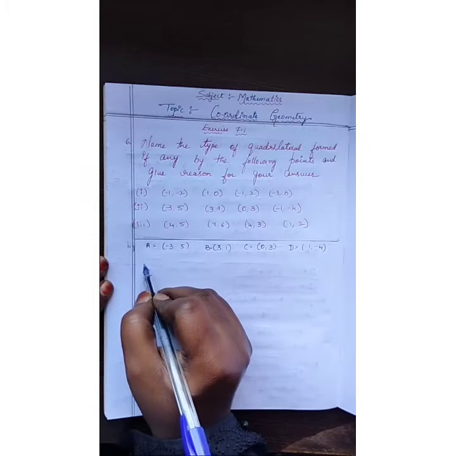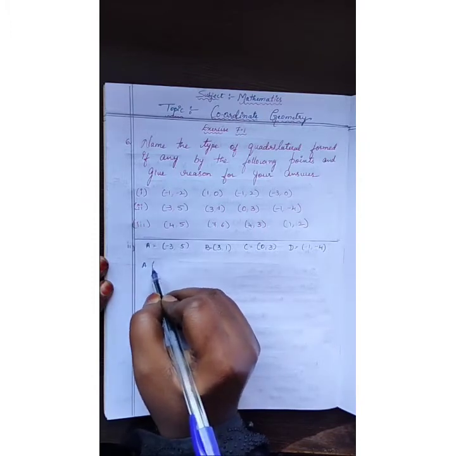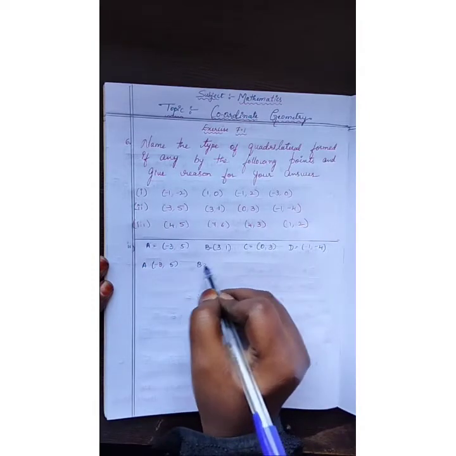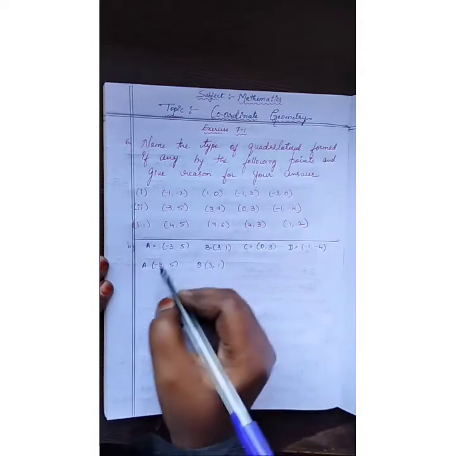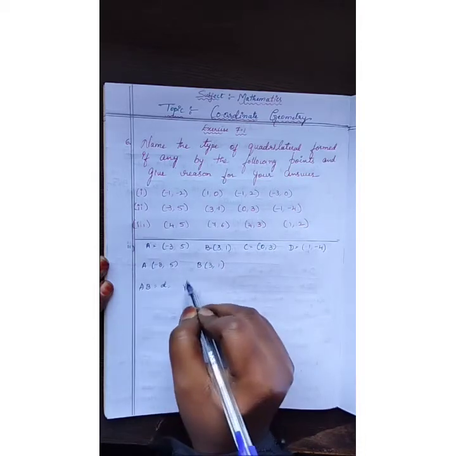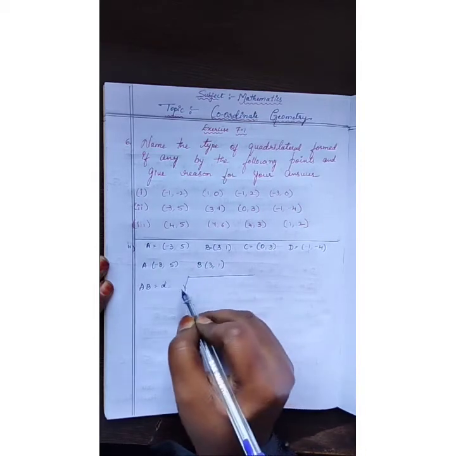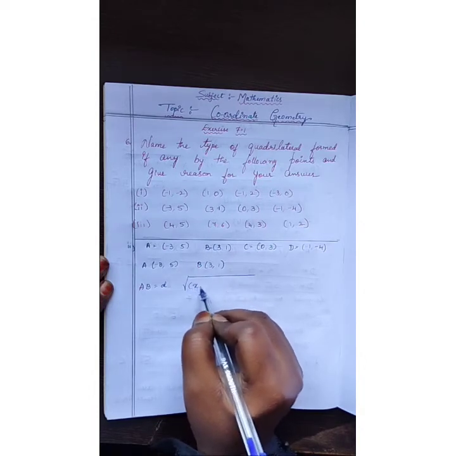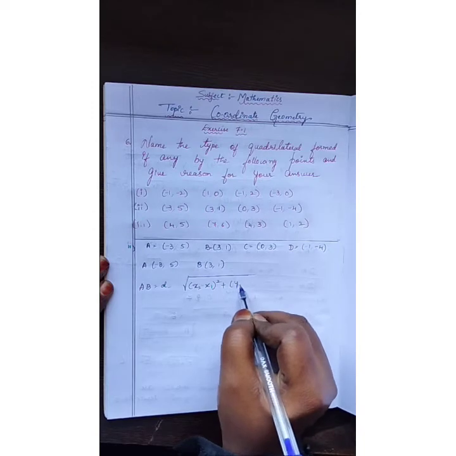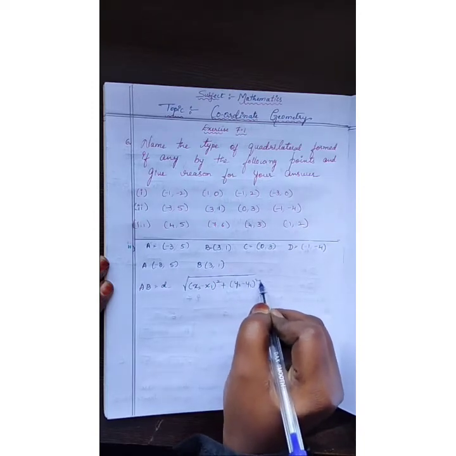First you calculate for AB. What are the points of AB? A value is minus 3 comma 5 and B value is 3 comma 1. Here AB equal to d equal to, write the distance formula. What is the distance formula, students? d equals root of x2 minus x1 whole square plus y2 minus y1 whole square.